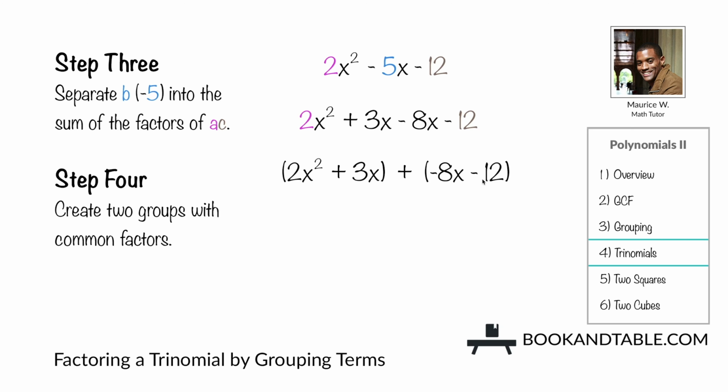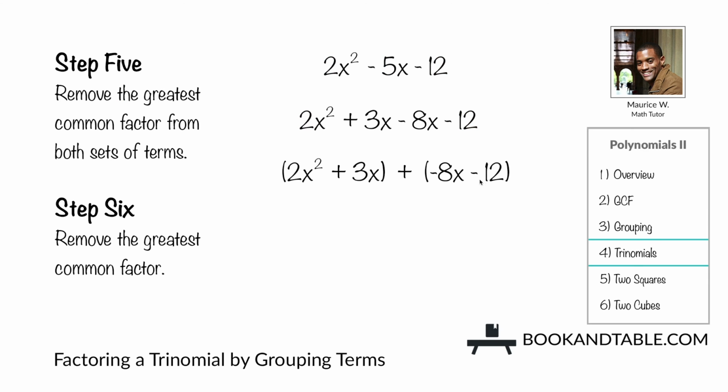So for each set of common factors, what you'll want to do is remove the greatest common factor from both sets of terms. Remove x here and negative 4 here. When we remove x and put that on the outside, the second factor for this term winds up being 2x squared divided by x, which would be 2x. And 3x divided by x would be 3. So x times 2x plus 3 is equivalent to this set of terms.